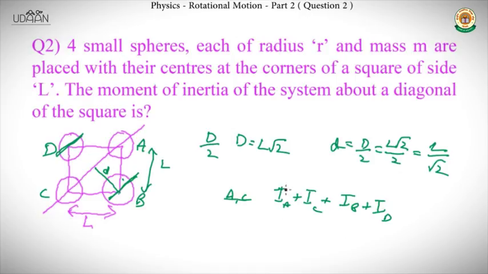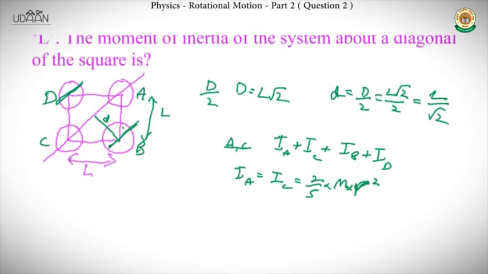Okay. Now IA will obviously be equal to IC, which will be equal to 2 by 5 into m into r square. Very simple. IA is equal to IC, 2 by 5 mr square, because it's the standard axis which we need. Next, let's move on to finding IB and ID, which are a little bit tricky.